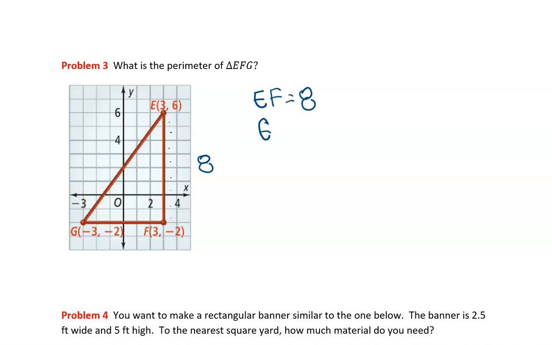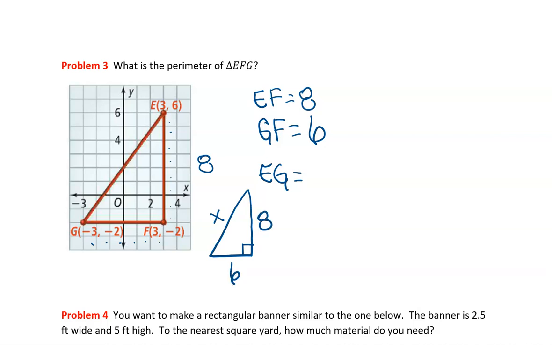GF is another horizontal line. So anything that's straight vertical or straight horizontal, you can count the squares. 1, 2, 3, 4, 5, 6. Now, the problem with GE is that it's slanted. Anytime there's a line that's slanted, you have to use the Pythagorean theorem. So we are looking at a triangle that now looks like this. We don't know this one. I'll call it X. The bottom side is 6, and the other side is 8.